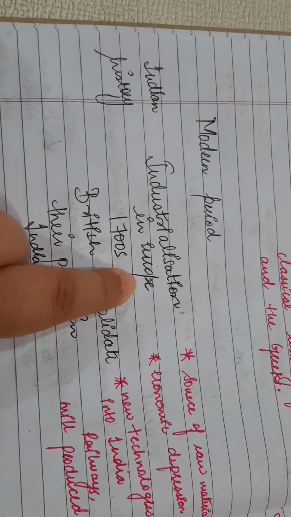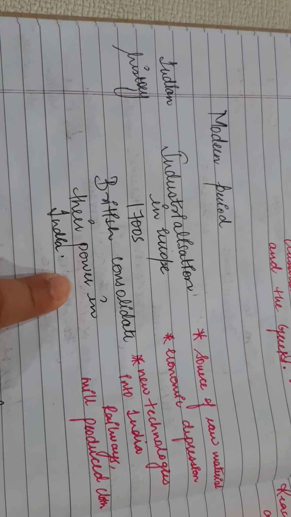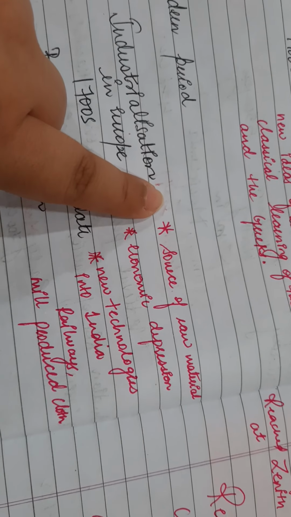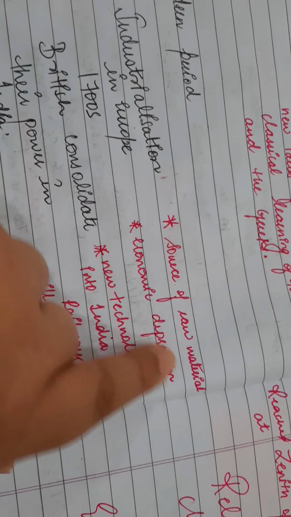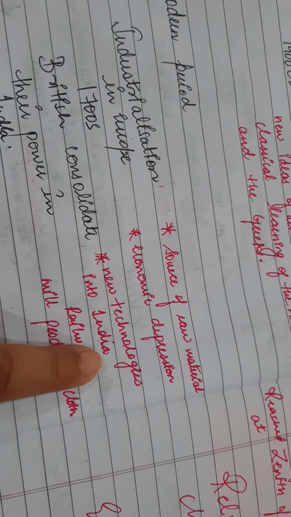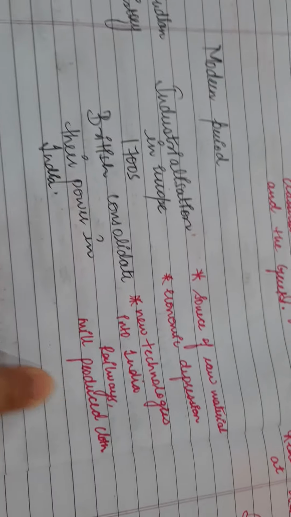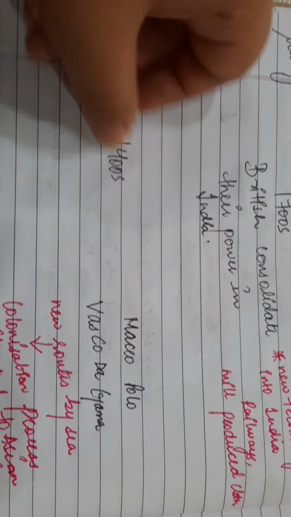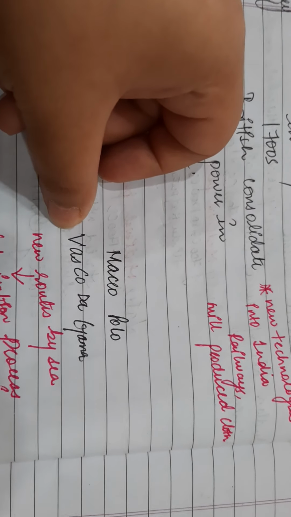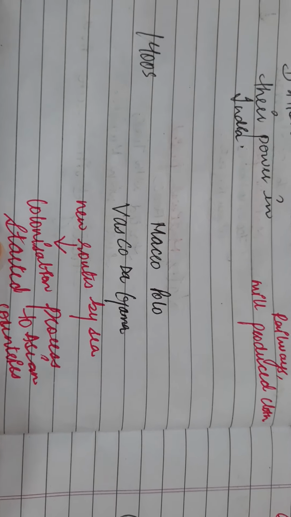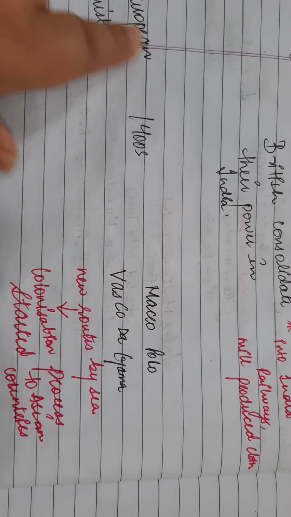Industrialization in Europe started and Britishers consolidated their power in India, and they think this is the time when the modern period started in India, because India was a source of raw material. Economic depression is what India faced due to continuous fetching of raw material. New technologies in India came, like railways and mill produced cloth. But Europeans say that their modern period started around the 1400s, because Marco Polo and Vasco da Gama found new routes by sea, and the colonization process started in Asian countries. That is where they are considering their modern period.